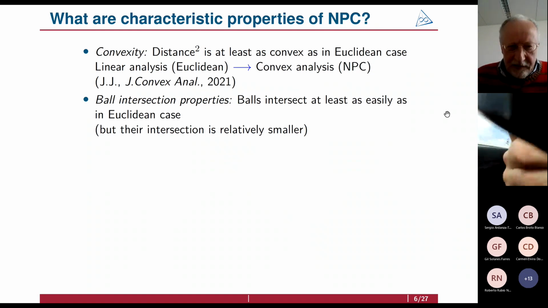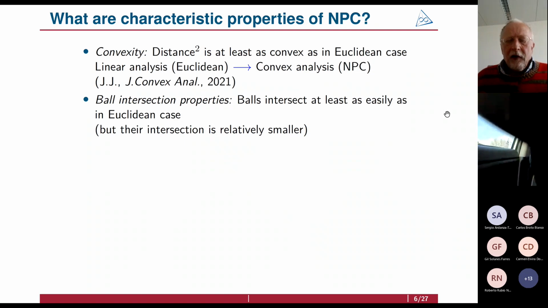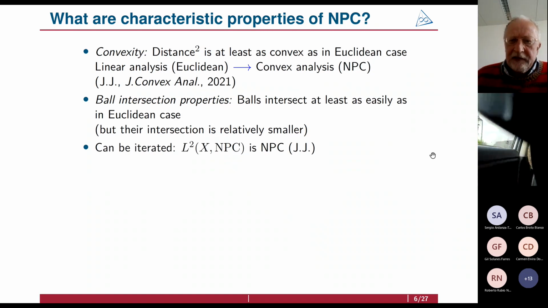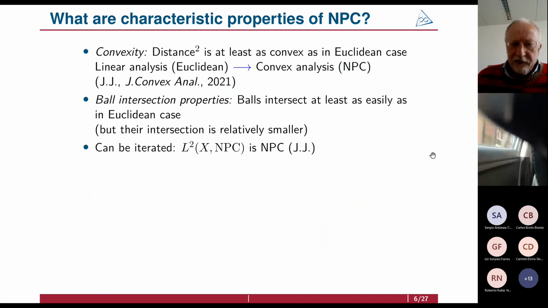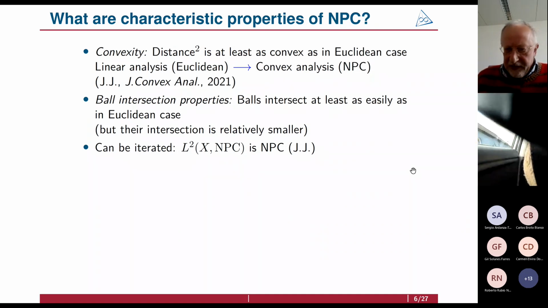And the characteristic properties that we shall explore here are ball intersection properties. So the slogan will be that balls intersect in non-positively curved spaces at least as easily as in the Euclidean case, although the size of the intersection will be smaller. And although this can be iterated, if you have a space of non-positive curvature, then if you look at an L2 space of mappings from anywhere into a non-positively curved space, then again, this is an NPC space, even though, of course, in general, no longer locally compact.